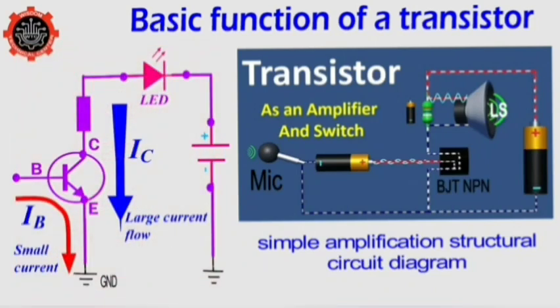So in a transistor, a small change of the base voltage is going to bring about a large change of the collector current flowing through the device.